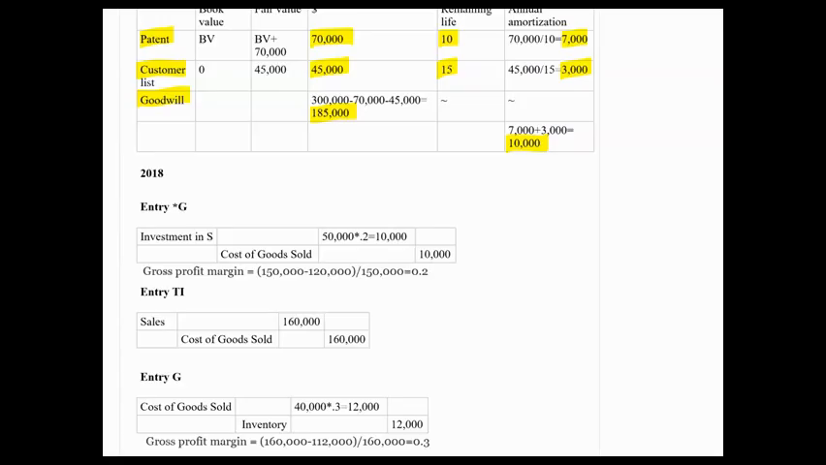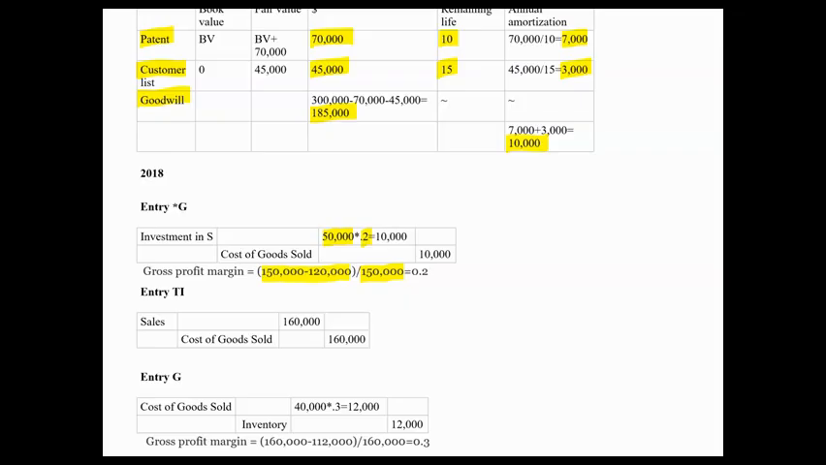Okay, and then in that journal entry, we debit investment in subsidiary and credit cost of goods sold, and the amount equals the remaining inventory at the end of last year times the gross profit margin, 20%. So how did I get 20%? 20% equals the selling price minus cost, divided by the selling price, and we got 20%. And the second entry is entry TI, to eliminate intra-entity sales amount: debit sales, credit cost of goods sold, 160,000. And 160,000 is the total intra-entity inventory sales in 2018.